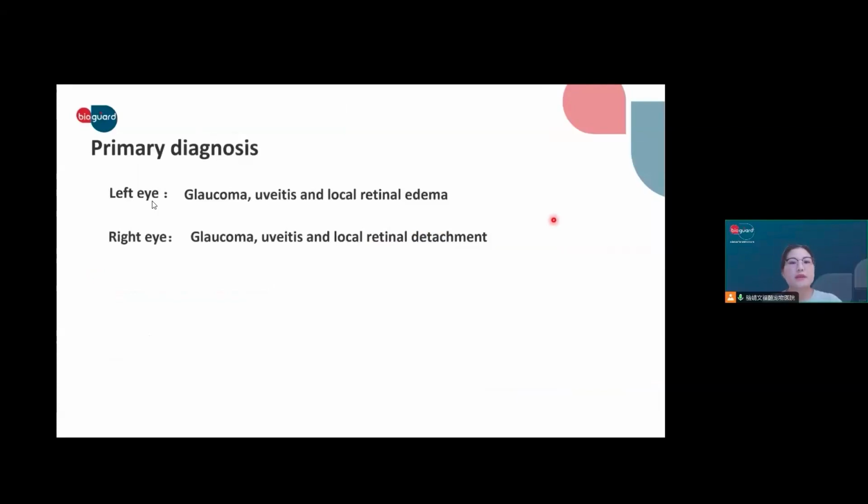Okay, let's go back to the slide of primary diagnosis. Now we have known that the dog had glaucoma, uveitis, and local retinal edema or detachment. What should we do next? Should we go into the treatment procedure, or should we ask ourselves a question? Is this the final diagnosis? Of course not.